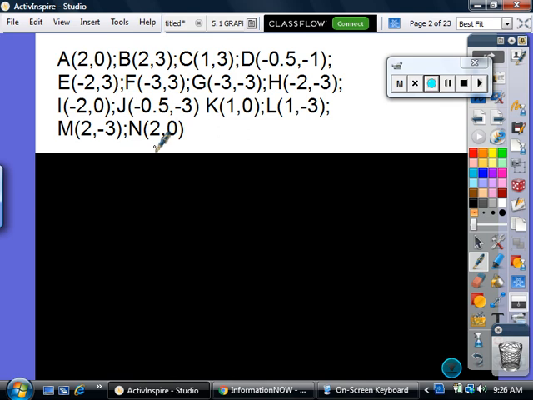Now, also, I want you to notice that A and N are the same point. You know why that is? Because this is going to make a complete picture, and you're going to stop back where you started so that the picture will be complete. Make sense? Kind of weird, isn't it?